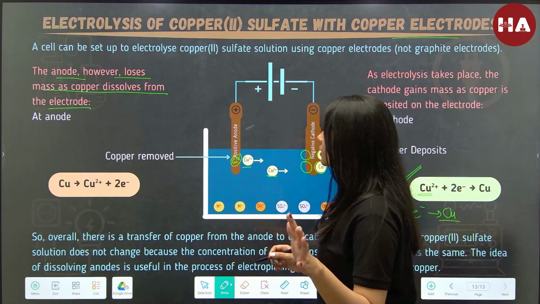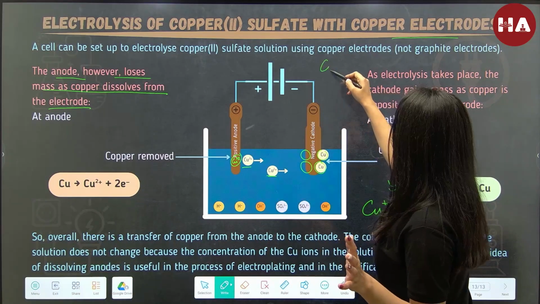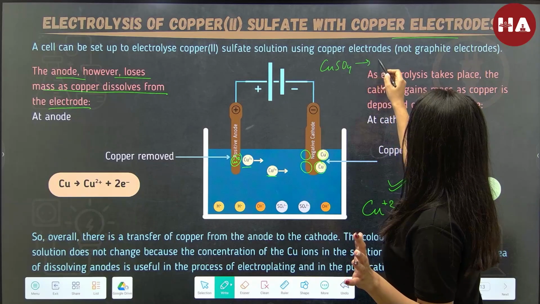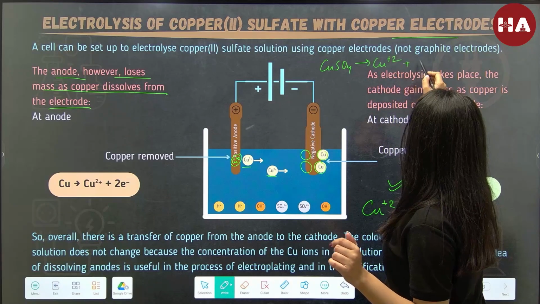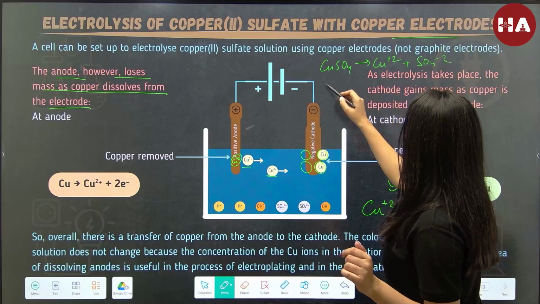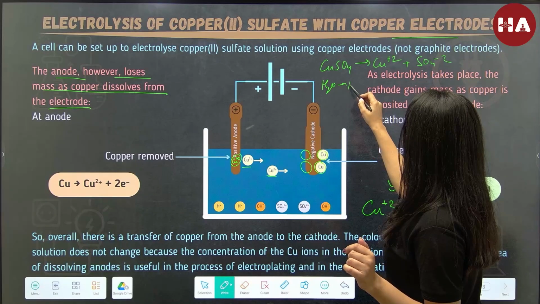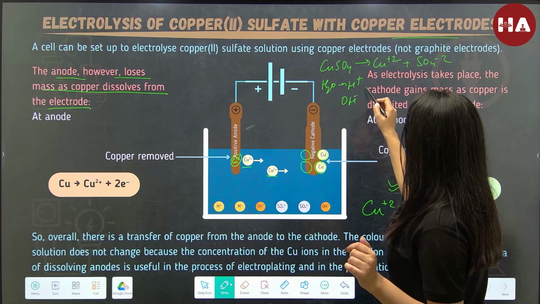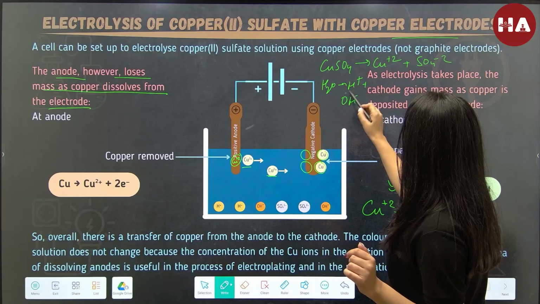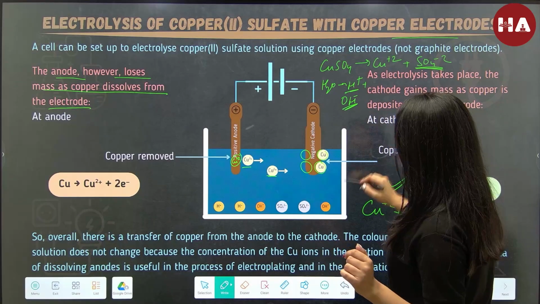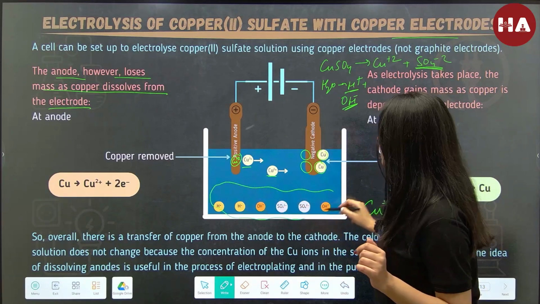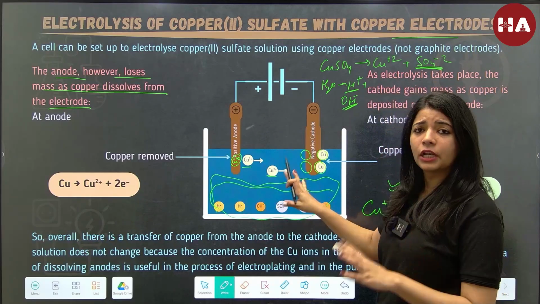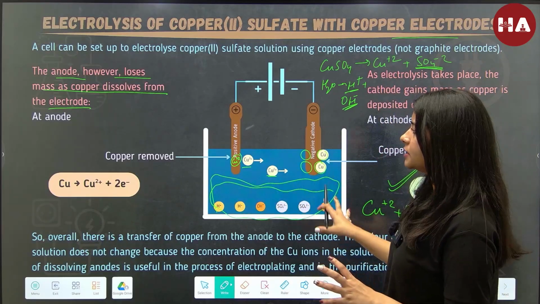And the rest of the things like CuSO4, how will we break it down? Cu+2 plus SO4 -2, and about H2O, H+ and OH-. The rest of the ions like H+, OH- and SO4 will be present in this solution only, right? They will be present here only.